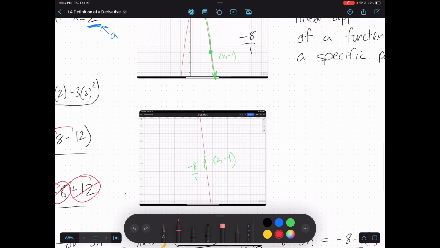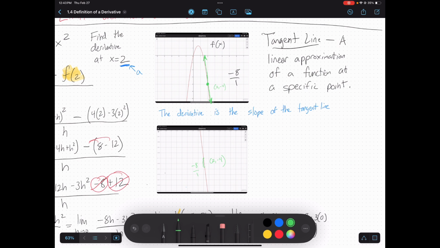So once again, how do derivatives relate to this? The derivative is the slope of the tangent line. So let's say, here's my tangent line, approximate. This is me just hand drawing it. But here's my tangent line for the function at this point 2, -4. Could I come up with an equation for this?